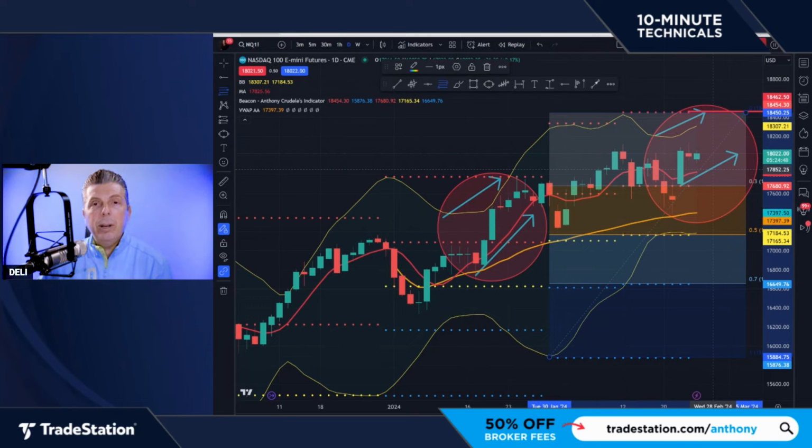I talk about this in my free Discord note every day in the NASDAQ because I think it's going to hit that objective of 18,450. But below 17,680, we can fill that gap. We can go back and retest 17,397, which is the anchored VWAP. But very similar scenario to what we saw earlier in the year.